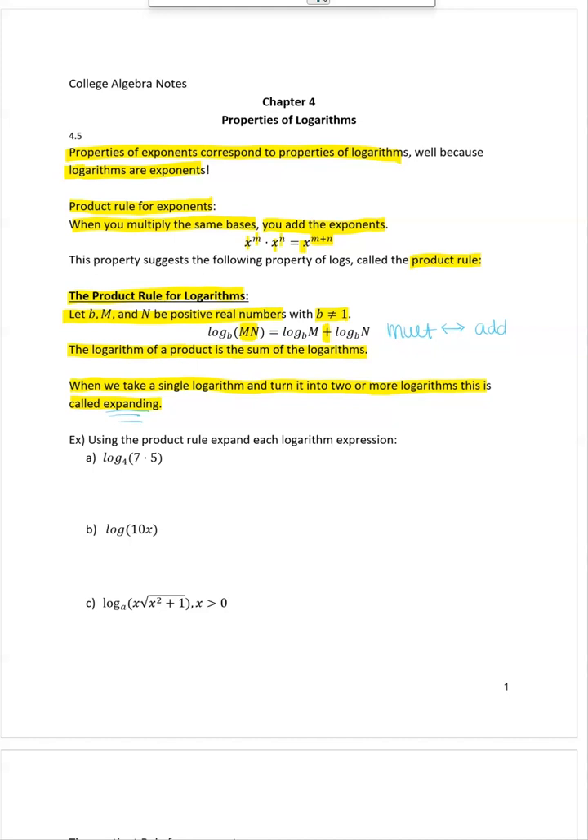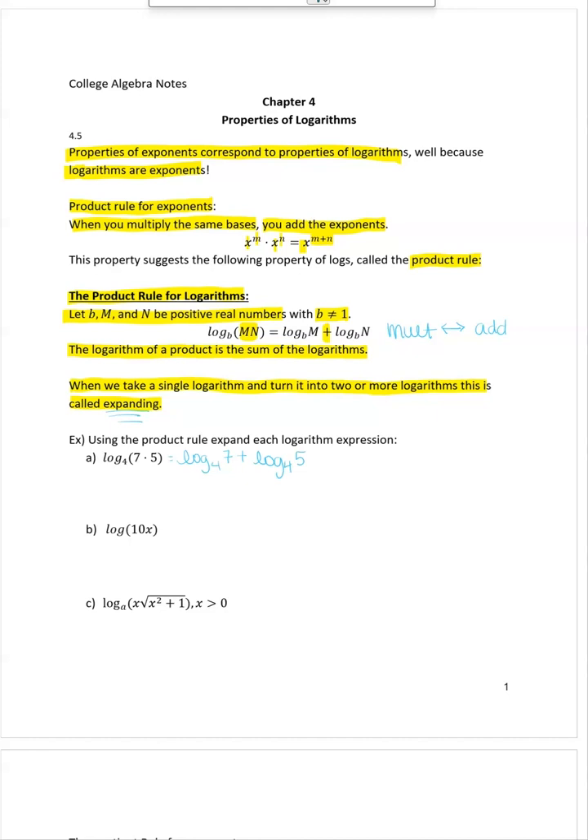So using the product rule, expand each logarithmic expression. We have log base 4 of 7 times 5. So what's that going to equal? It's going to be log base 4. We always start left to right. We get to our first argument, so log base 4 of 7. Now we have a multiplication sign, so we're going to write an addition sign. And we're going to start over: log base 4, and then we go to our second argument.